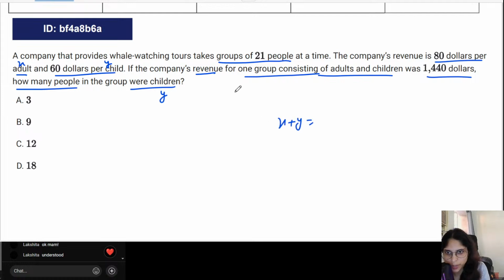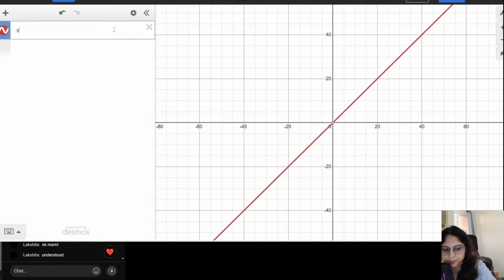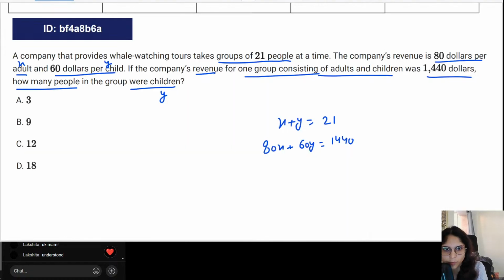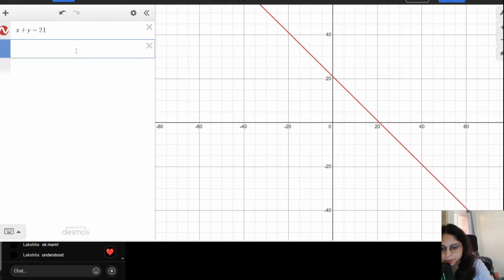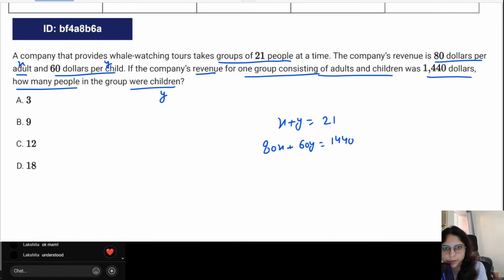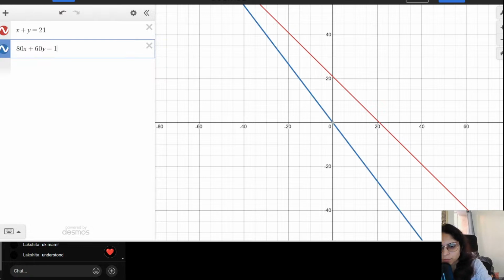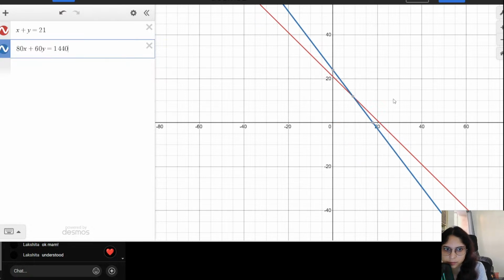Now the number of people is 21, so X plus Y is 21. Revenue, you are going to multiply X with 80, Y with 60. And that is 1440. Just go to Desmos. 80x plus 60y equals 1440. They want the value of y, 12.